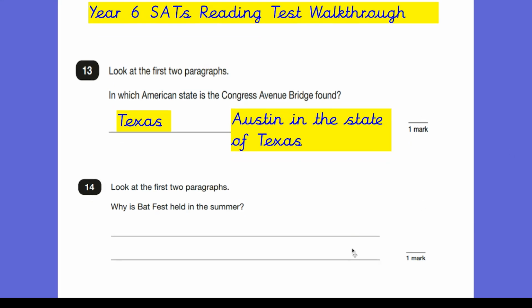Question 14. Look at the first two paragraphs. Why is Batfest held in the summer? So let's look at the key words. It's a why question, so it's going to be an inference question. We're going to need to use the word because. Summer is a key word. And we're looking again in the first two paragraphs. Let's see if we can find the answer.